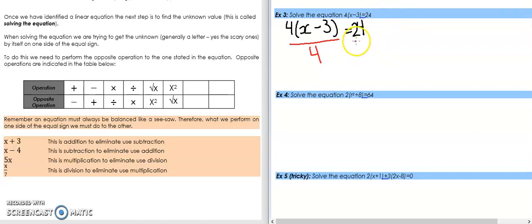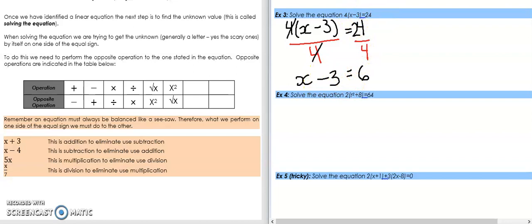And again, whatever I do to the left, I do to the right. So in this case, these two turn into a 1, because 4 divided by 4 is 1. And what we're left with is x minus 3 is equal to 24 divided by 4. How many 4s go into 24 in this case? It's 6. 4, 8, 12, 16, 20, 24. You don't need to keep those brackets around there because it's done.